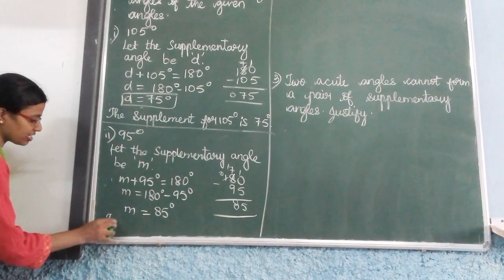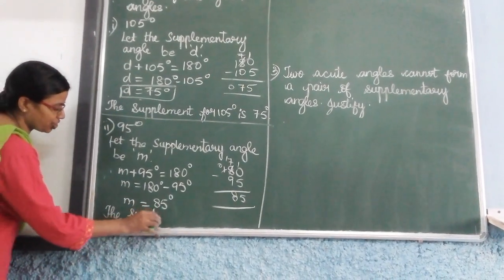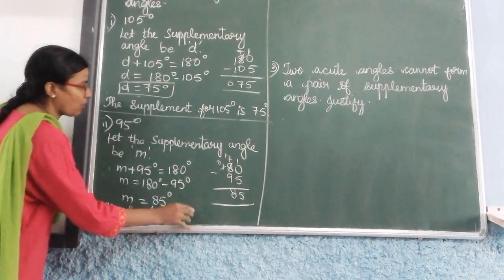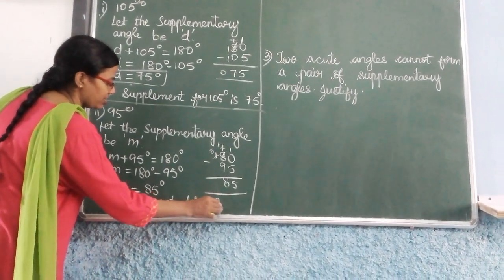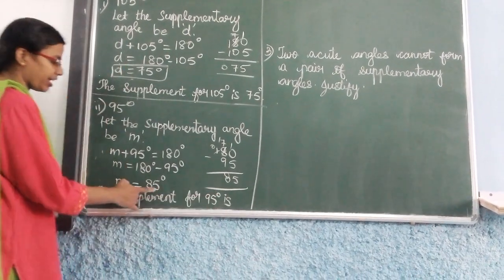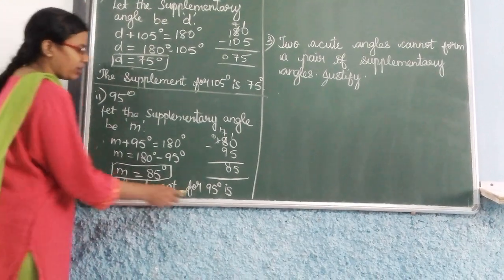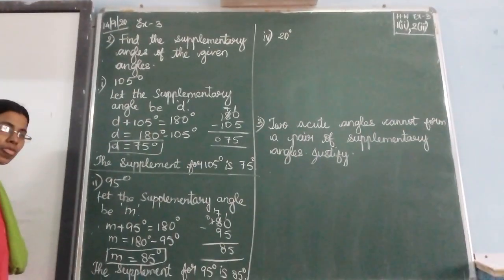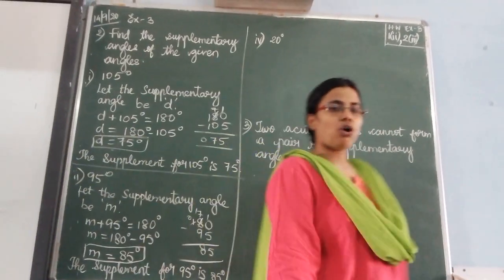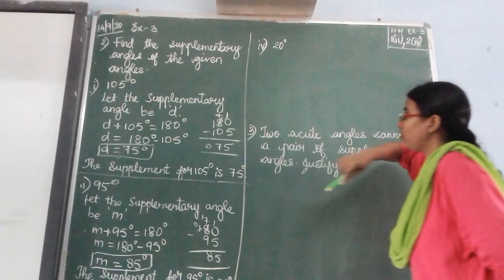So write the last step. Similar to the first one, the supplement for 95 degrees is, what's the answer you got here? 85 degrees. So let us write 85 degrees. The third bit is for your homework. Here I have written second problem, third bit is for homework.